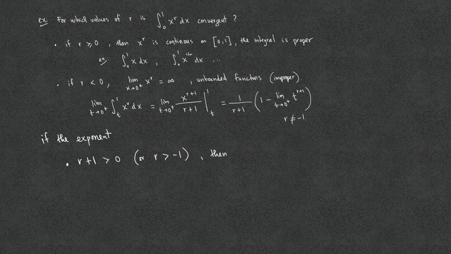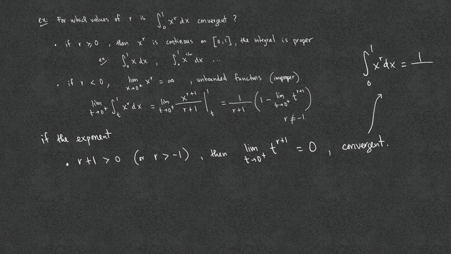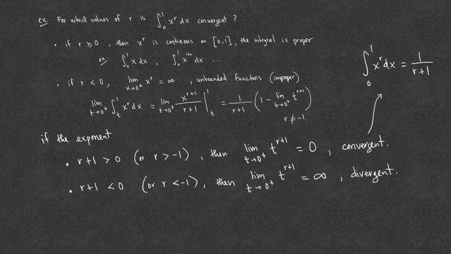If the exponent r plus 1 is positive, that is, r is greater than negative 1, then the limit as t goes to 0 from the right-hand side of t to the r plus 1 equals 0, so the integral is convergent and is equal to 1 over r plus 1. If r plus 1 is negative, that is, r is less than negative 1, then the limit as t goes to 0 from the right-hand side of t to the r plus 1 is infinity, so the integral is divergent.